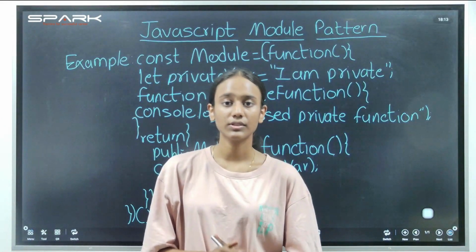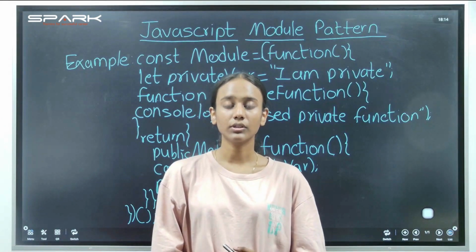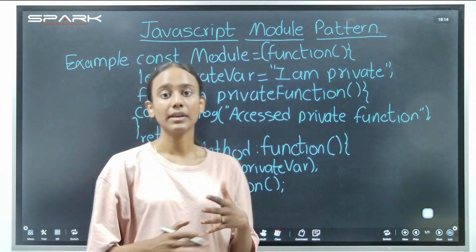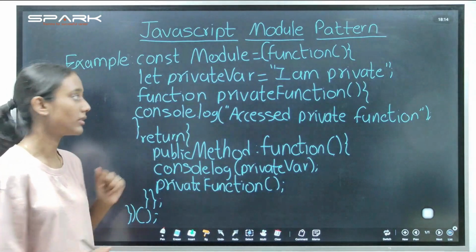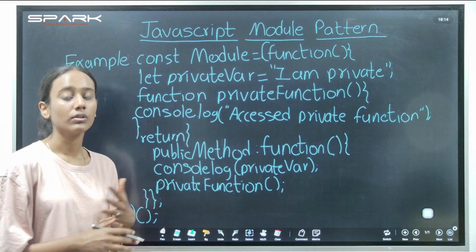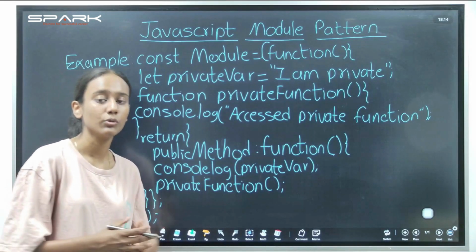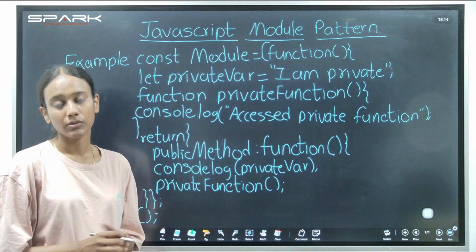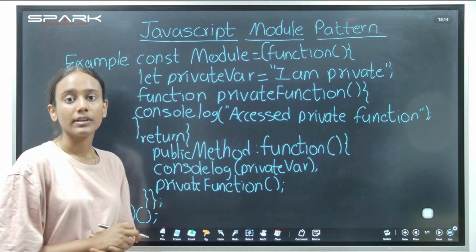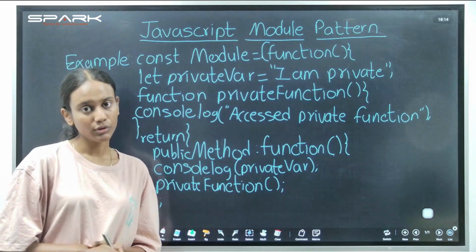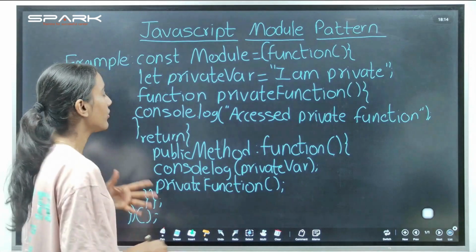Here's the summary. The JavaScript module pattern is used for making clean code, securing code and maintaining it more properly, as well as avoiding global scope pollution, and it uses encapsulation inside. So it is a very useful pattern, especially before ES6.